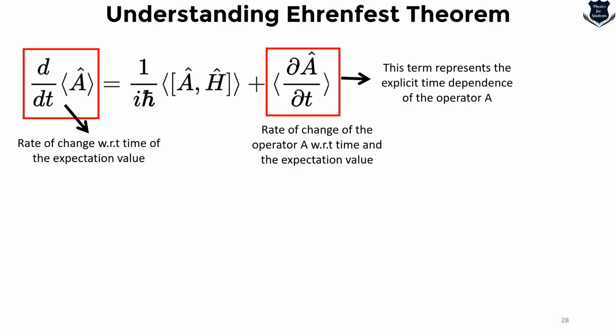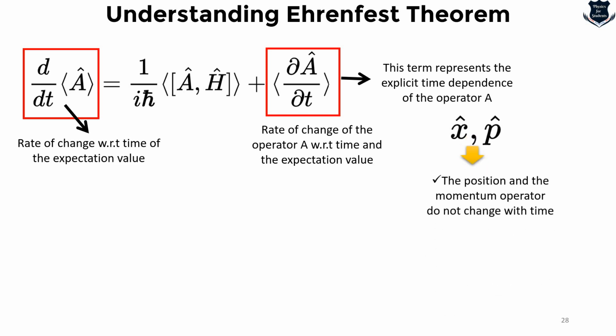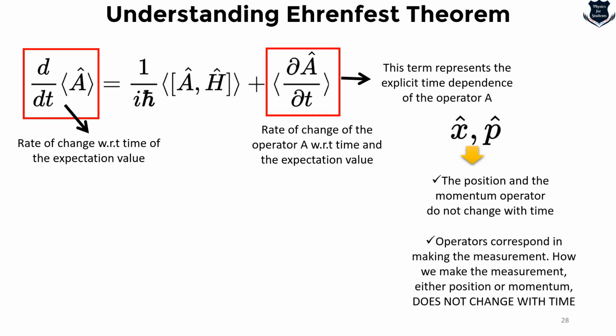And to your surprise, you will now see that this part actually vanishes. So when we talk of the operators x and p, we are saying that the position and the momentum operator do not change with time. This is important because operators, remember, correspond to making a measurement. And what is important is that how we make the measurement, either position or momentum, does not change with time. It might yield a different result, but how we make the measurement does not change in time.